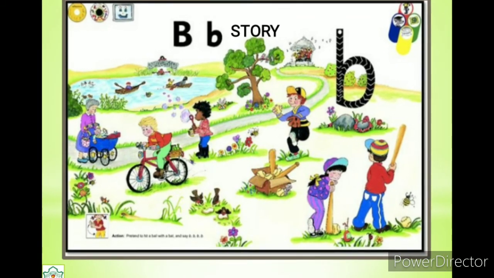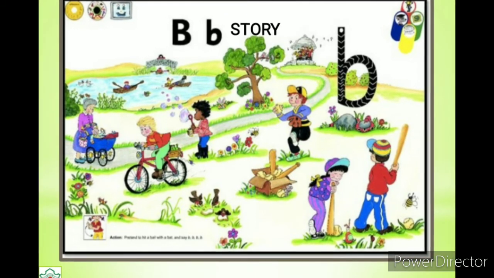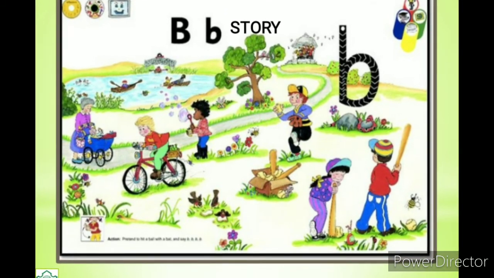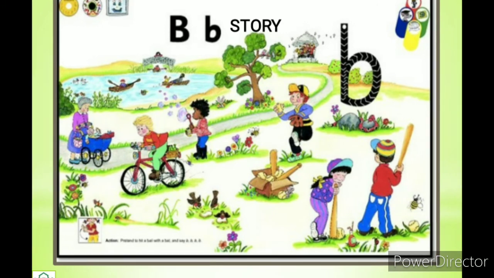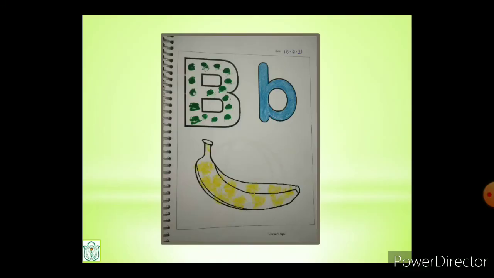Now, let's see which exercises we have done for the letter B. See, this is your spiral book page. In the capital B, we have done thumb printing and in the small B, we have done coloring. In the banana, we have done cotton dabbing with yellow color.